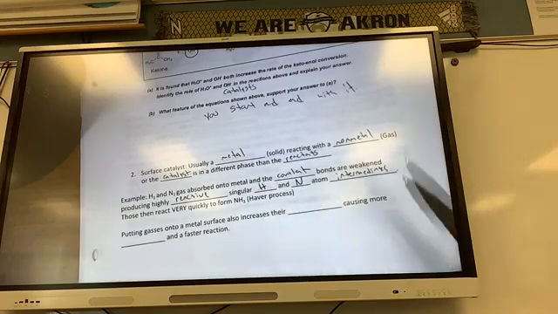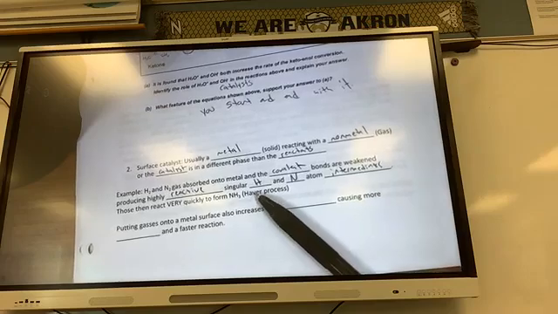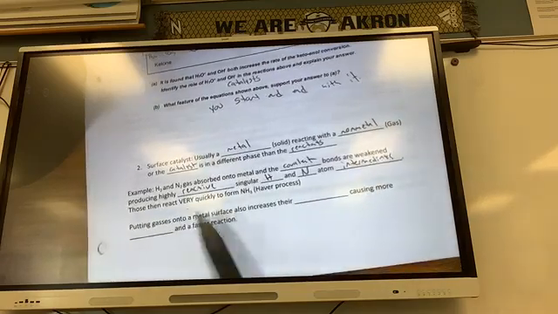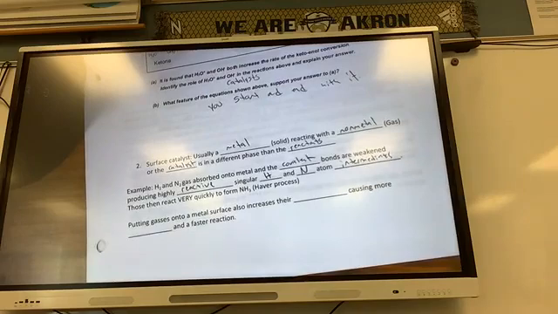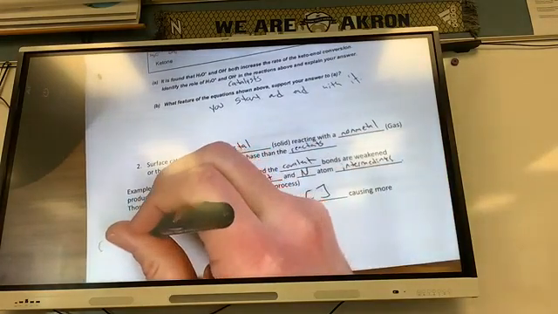They're intermediates. Now, because they're intermediates, what are these pretty much immediately going to do? H is going to pick up another H, and N's going to pick up another N. Those intermediates are going to be there, and they're going to immediately be gone. They're going to be used up in the next step. Those then react very quickly to form NH3, which is called the Haber process. Putting gases onto a metal surface also increases their concentration, causing more collisions.